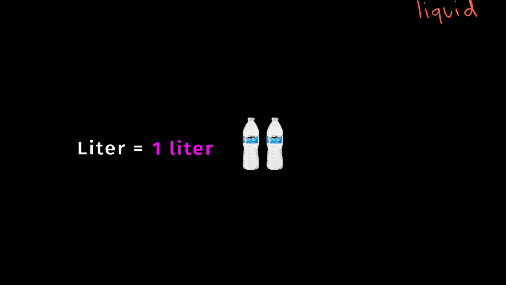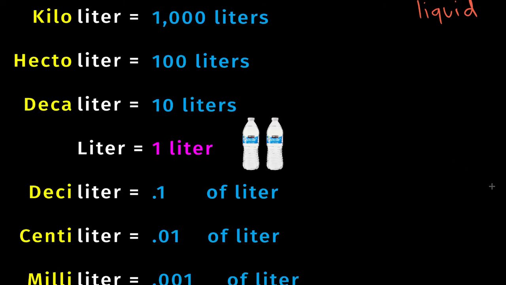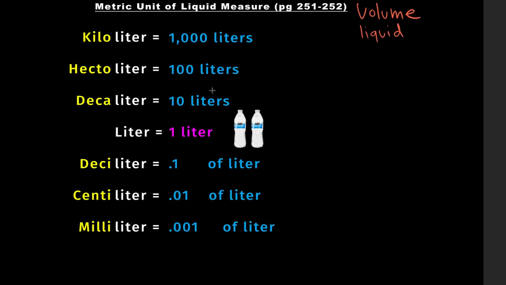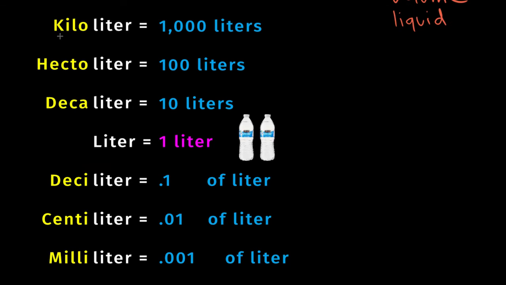All right, so let's look at the rest of the measurements. So here's the liters with the metric prefixes of kilo, hecto, deca, deci, centi, and milli. Okay, let's look at deciliter. So it's about 0.1 of a liter.